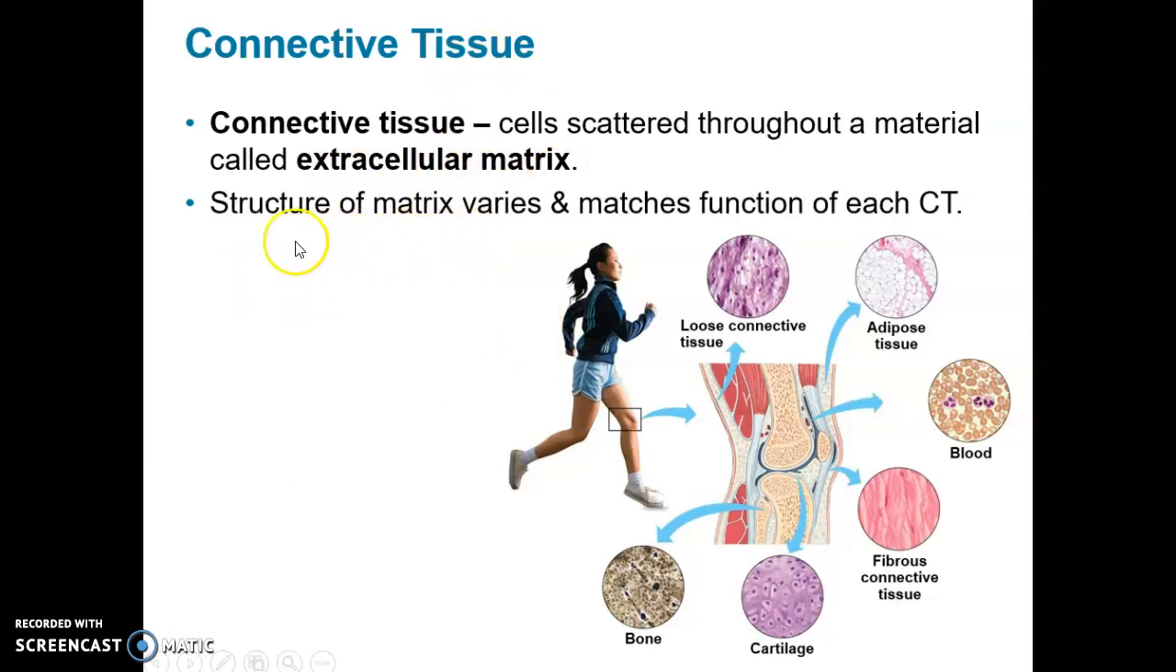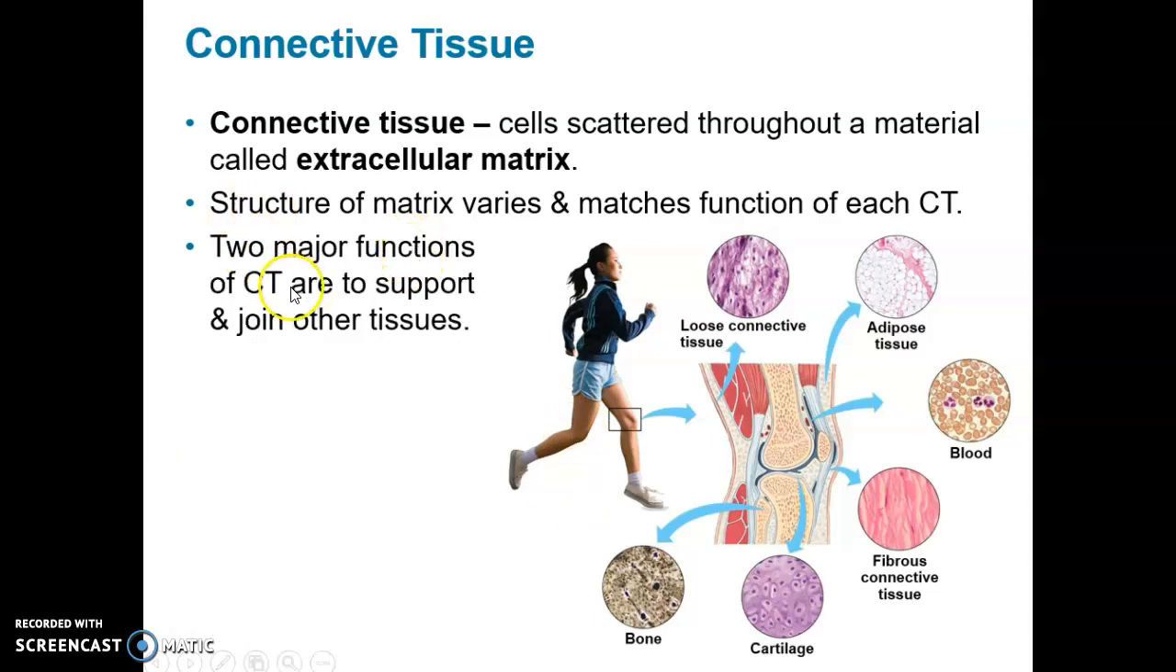The structure and texture of the matrix varies, and matches the function of each connective tissue. For example, the consistency of the extracellular matrix in blood is watery and runny, and that allows the blood to move easily through the blood vessels. The extracellular matrix in bone is really hard, strong and tough, and that allows bones to support our weight and allow us to move when the muscles pull against the bones at the joints.